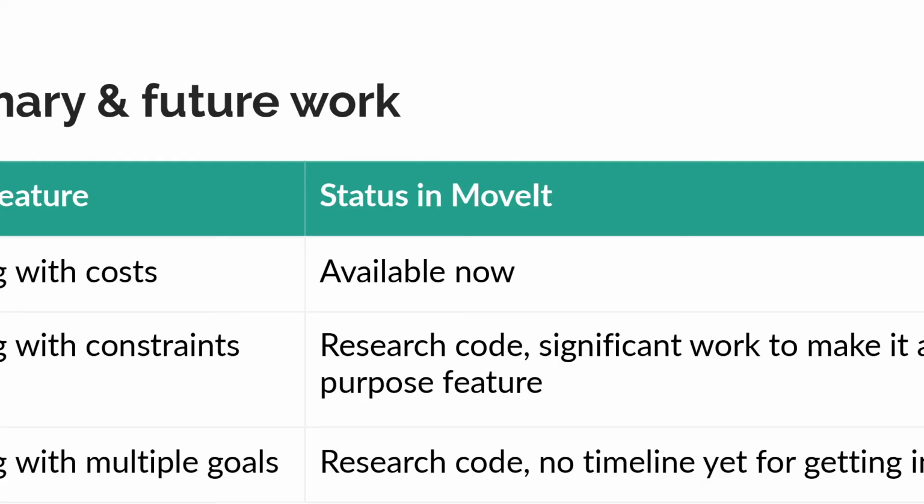Okay, so planning with cost is done. It's available now, it works. Maybe not terribly well documented, but it's functional in MoveIt right now. Planning with constraints can be done with MoveIt, but it still requires further work before it's generally useful for multiple goals. We don't have a timeline just yet, but that's not as much work, I think, as planning with constraints.